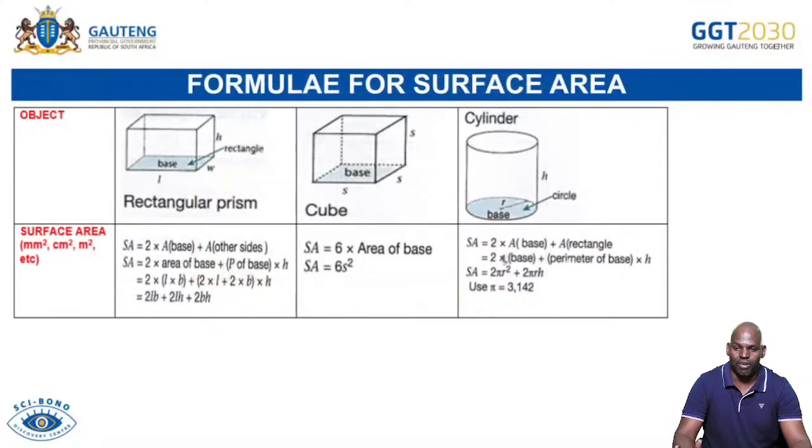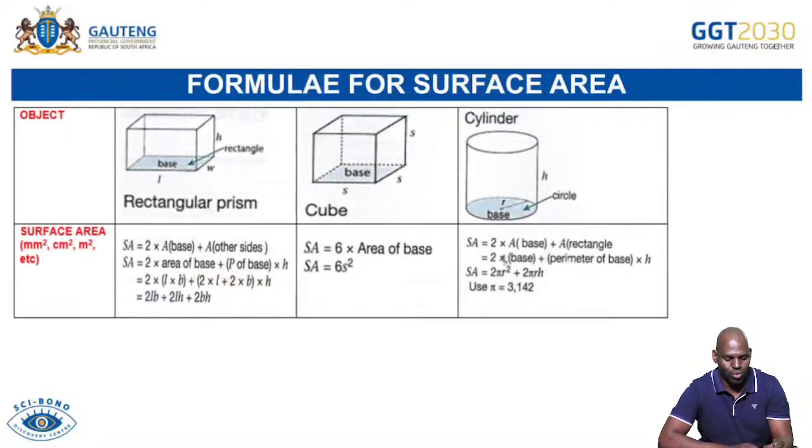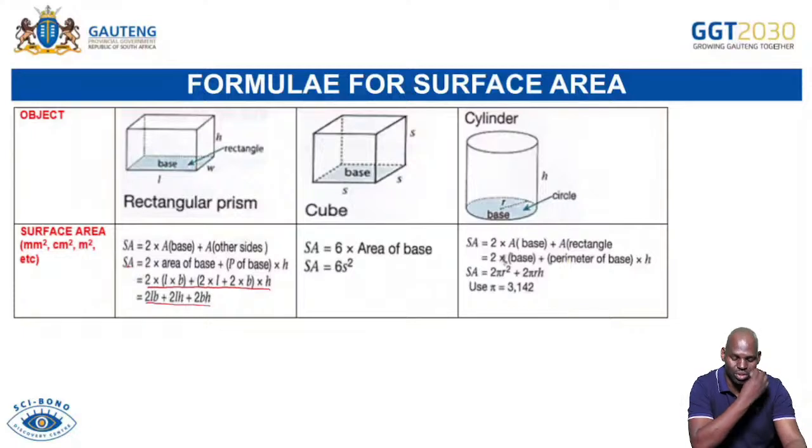Again, the formula for surface area, you don't need to memorize. Okay, if you look at this one, it says the surface area is 2 times length times breadth, plus 2 times length times height, plus 2 times breadth times height. So we've got 2lb, 2lh, 2bh. So what is important here is you only need to substitute. You need to know what the length is, which is this one. You need to know what the breadth is.